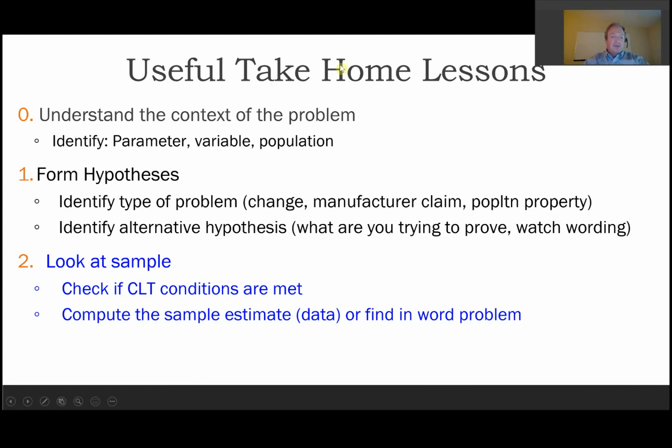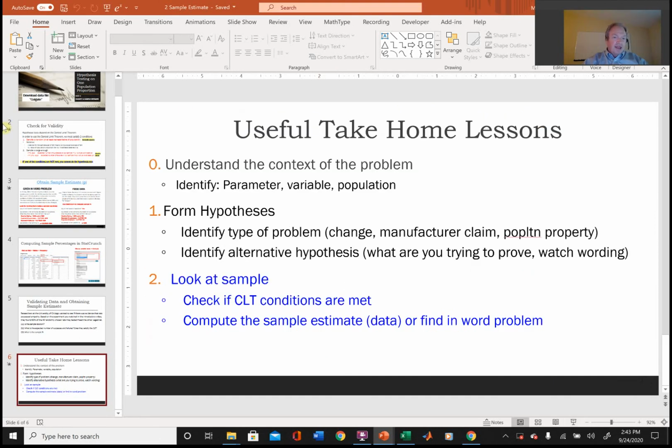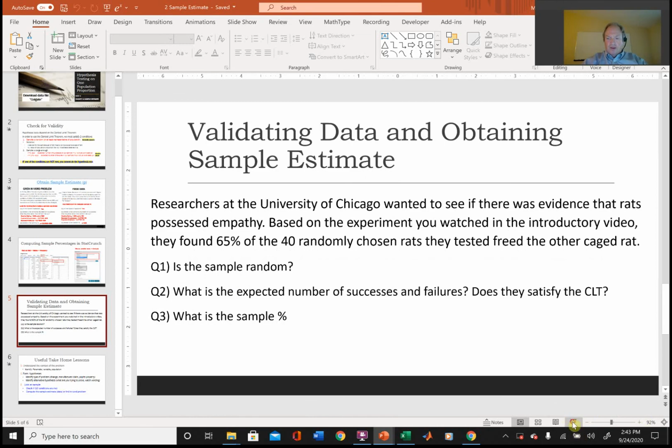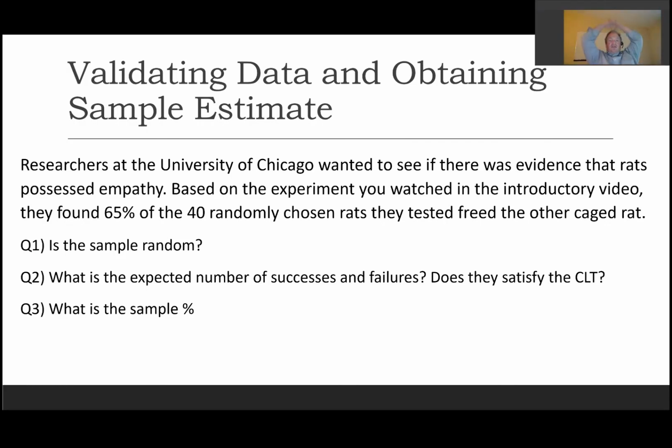Hypothesis test. Okay, let's take a look at our reading quiz here. So what I'd like you to do is look at this problem statement. And what I want you to answer is whether or not the sample was random. And what is the expected number of successes and failures, and do they satisfy the central limit theorem? And finally, what is the sample percentage in this problem? So go ahead and take a couple of minutes and answer that.